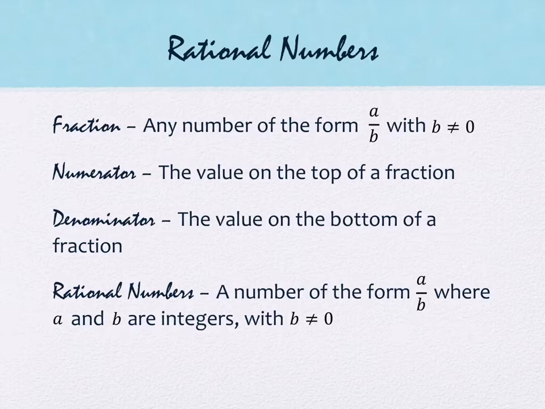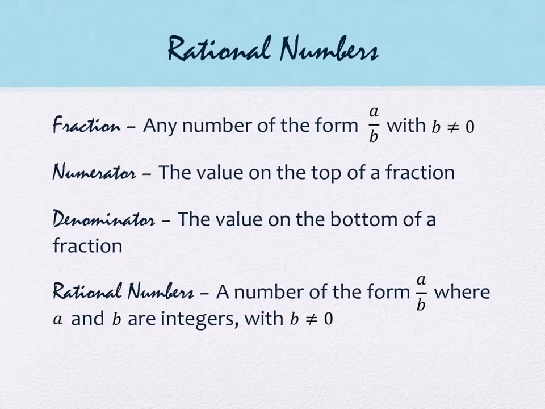The numerator is what we call the value that's on the top of the fraction, and the denominator is the value on the bottom of the fraction. Now, fractions have this sort of a broad sense that a and b can be anything we want, with the exception of the 0 in the denominator.